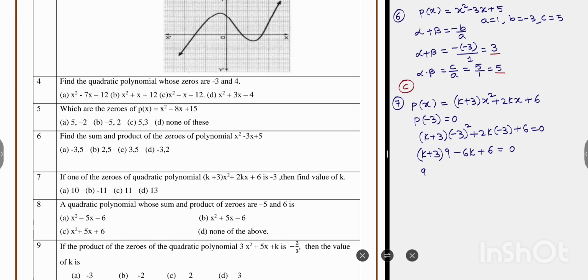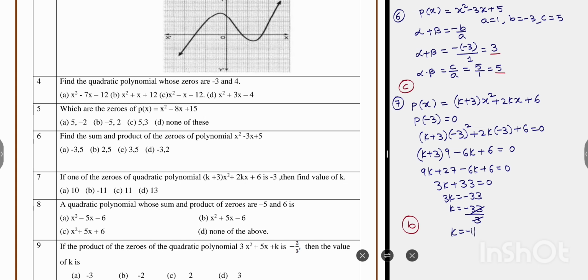Now if you split it, 9k plus 27, 9 into k is 9k, plus 9 into 3 is 27, minus 6k plus 6 is equal to 0. Now 9k minus 6k is 3k, plus 27 plus 6 is 33, is equal to 0. So 3k is equal to minus 33, k is equal to minus 33 by 3. So k is equal to minus 11. K is equal to minus 11 is which option? Option B. Question number 7, option B is correct.